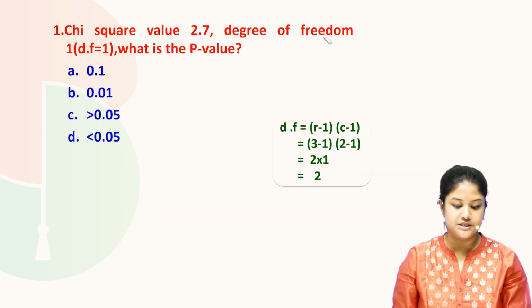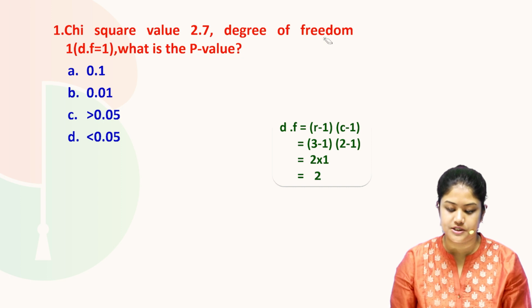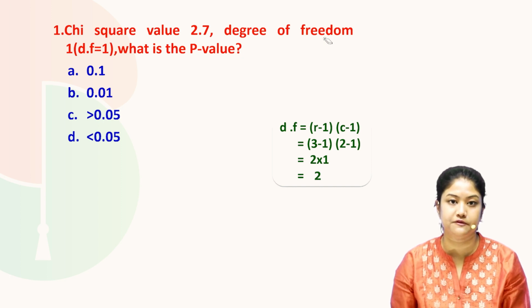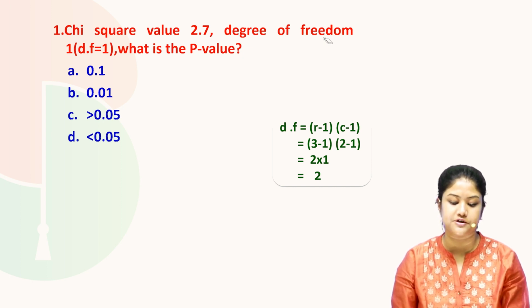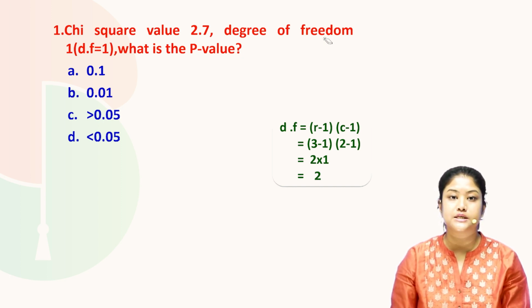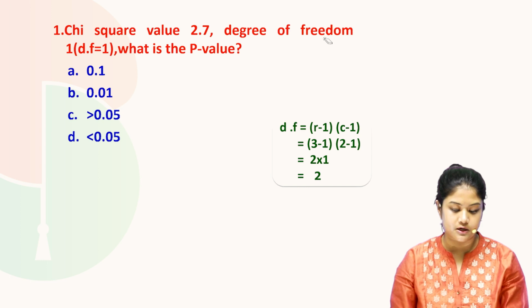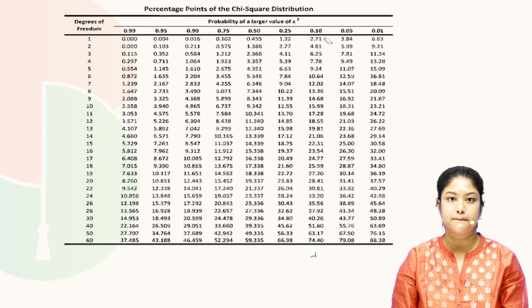Our first question is, chi-square value is 2.7 and degree of freedom is 1. So what is the p-value? In this question, we are asked to find out the p-value when chi-square value and degree of freedom is given. So in these kind of questions, we have to look into the table, and our options given are A 0.1, option B 0.01, more than 0.05 and less than 0.05.